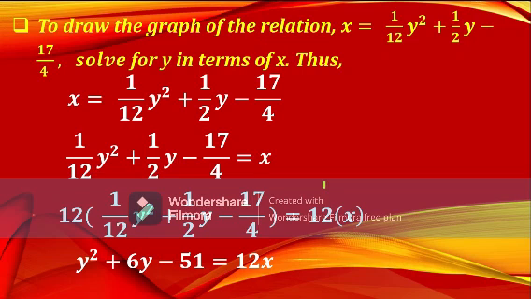So we'll have x is equal to 1 over 12 y squared plus 1 half y minus 17 over 4. Then we interchange. Then divide both sides by 12. That is our LCD. Then 12 times 1 over 12 y squared is y squared. 12 times 1 half y, that is 6y. 12 times negative 17 over 4, that is negative 51. And then 12 times x is 12x. Come up with this.